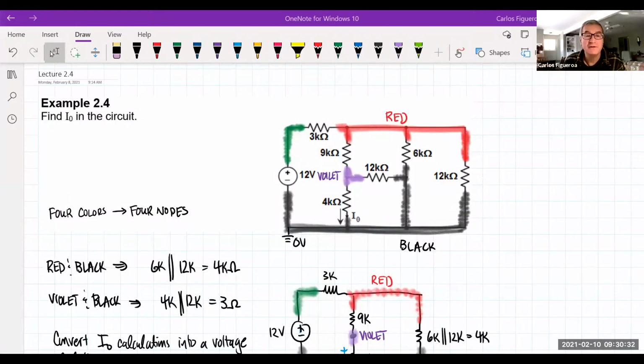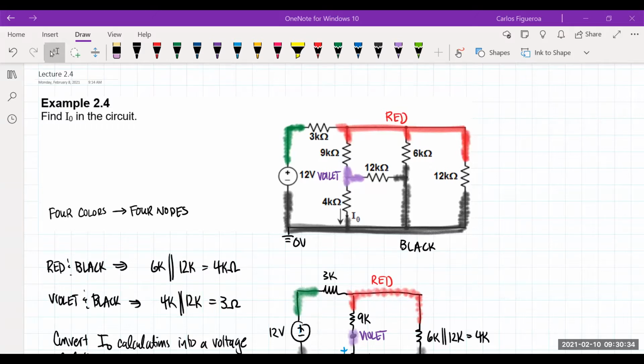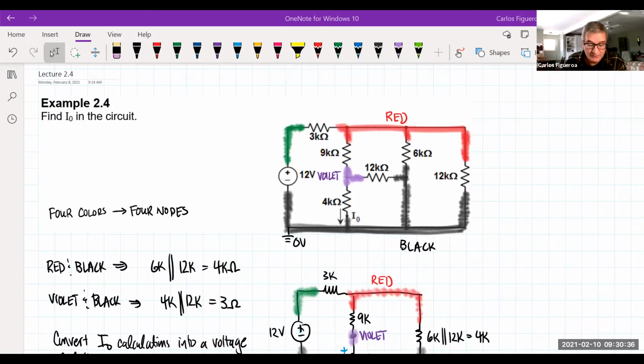What you're seeing here is that I have a circuit, and then we identified 4 different colors, which tells me that I have 4 nodes. From these 4 nodes, I then start to look at what is in parallel and what's in series. If it's in parallel, then they share 2 of the same colors. If they're in series, they only have 1 color in between resistors.